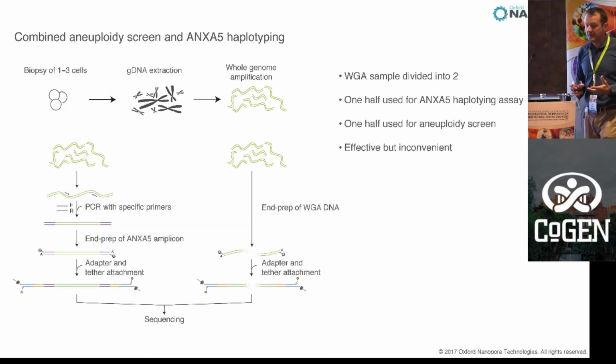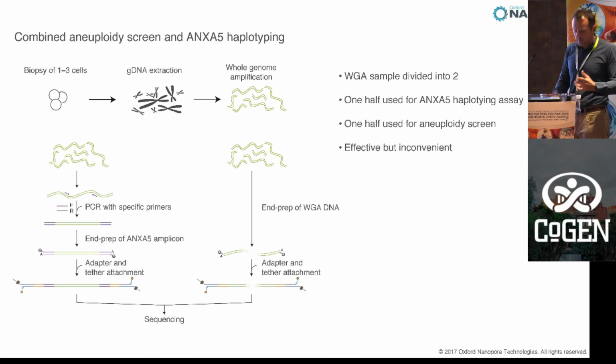So up until this point, we've been doing the PGS analysis and the ANXA5 haplotyping as 2 separate assays. We'd get the DNA, divide it into 2, do the ANXA5 test on one and the PGS screening on the other, and then combine the results and work out how the sample looked. But we thought it might be quite neat if we could combine that into a single tube assay. Or not exactly single tube, but a single prep assay. So that's what we set out to do.